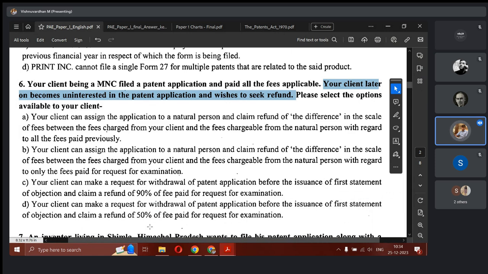Yeah. So there's a different fee bracket for different people. Okay. So for a single person filing an application, I'll pay lesser fee than a small entity filing an application, than a multinational corporation filing.